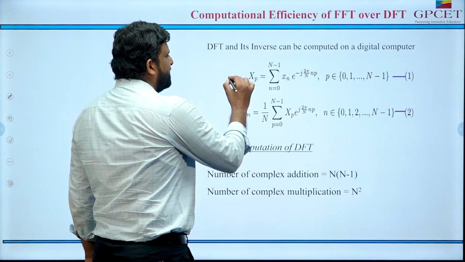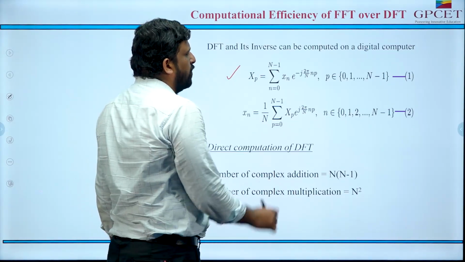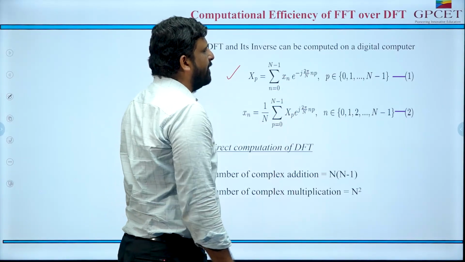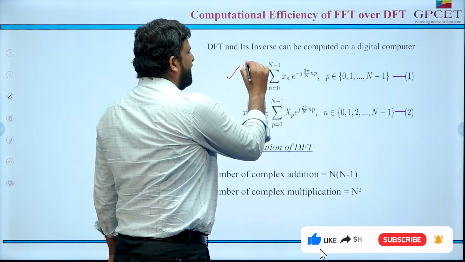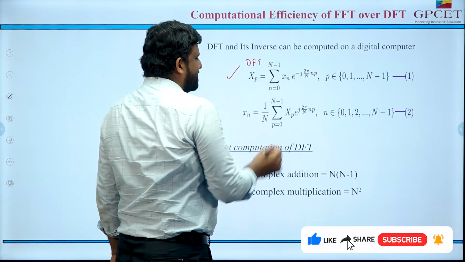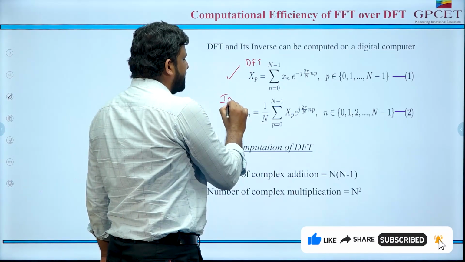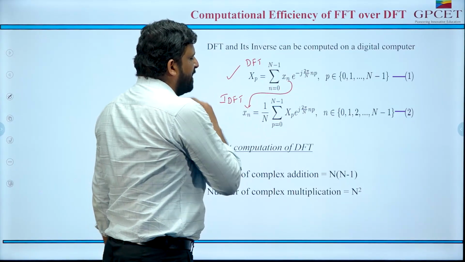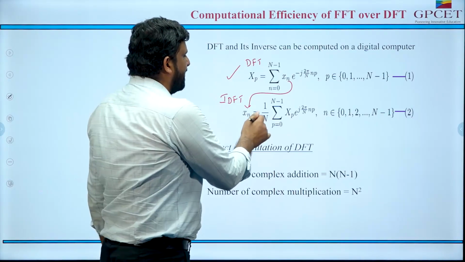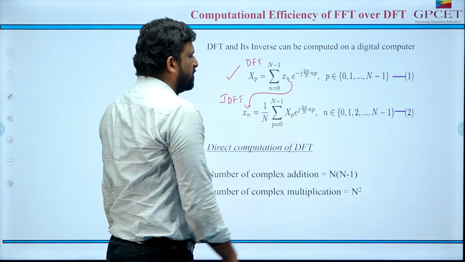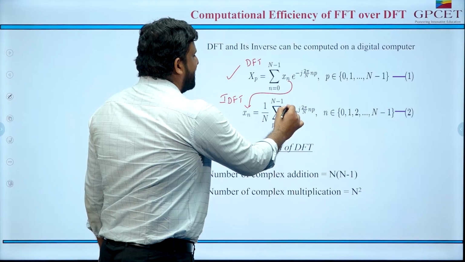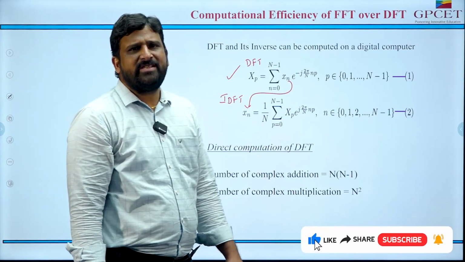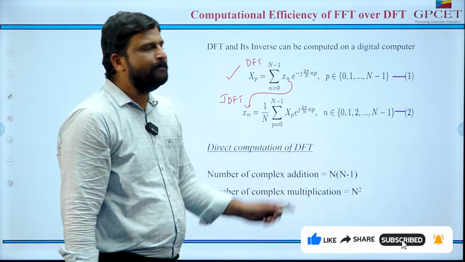We know that the DFT equation is X(p) equal to summation n equal to 0 to n minus 1 x(n) e power minus j 2 pi by n np, which is the DFT equation, followed by the reconstruction part, which is the IDFT, inverse discrete Fourier transform. The inverse discrete Fourier transform is x(n) equal to 1 by n, the scaling factor, summation p equal to 0 to n minus 1 X(p) e power j 2 pi by n into np. So we are just recalling the equations of both DFT and IDFT.